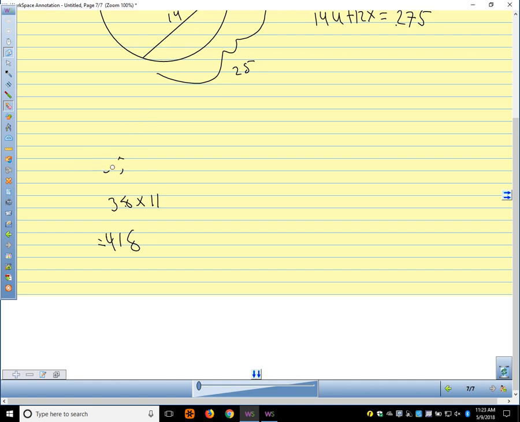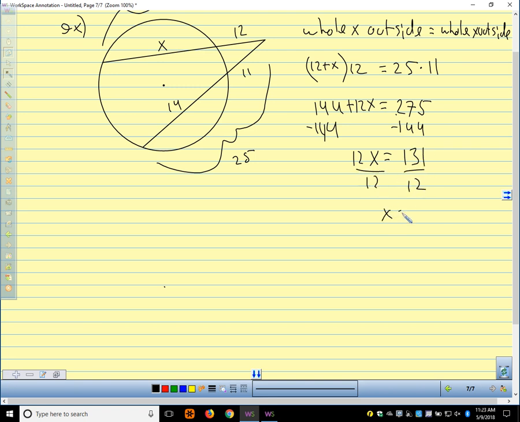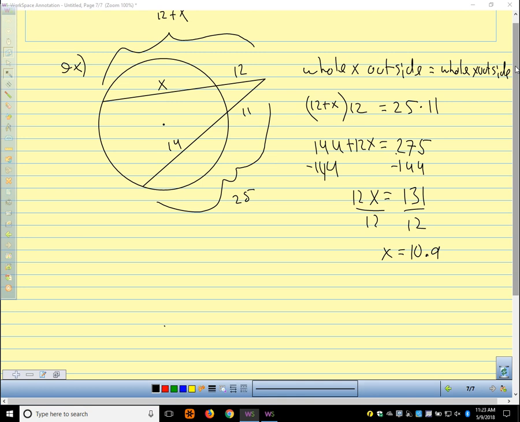All right. Okay, let's finish the other math problem now that we know how to multiply by 11 without our calculator. Subtract 144 from both sides. So 12x equals 275 minus 144 is 131, divided by 12, and x equals 10.9. All right, questions?